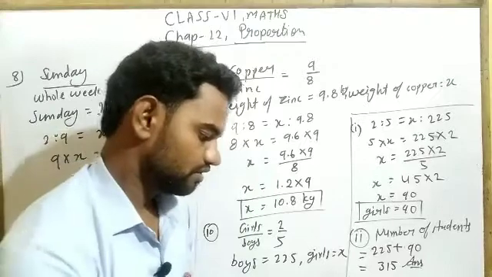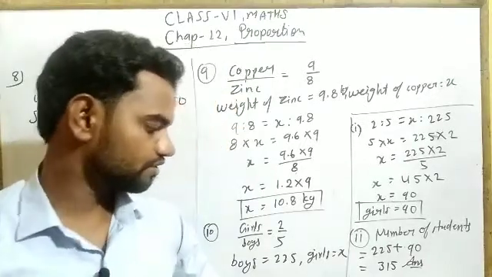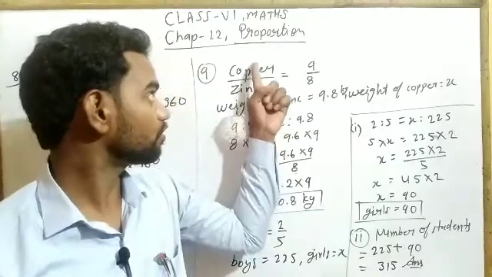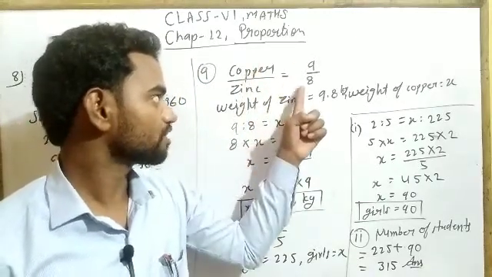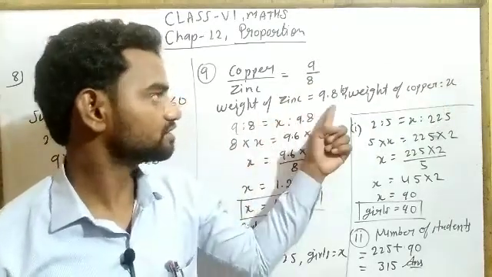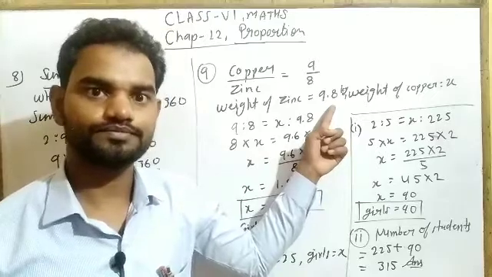Ninth question: the ratio of copper and zinc in an alloy is 9:8. Copper to zinc is 9:8. Find the weight of copper if the weight of zinc is 9.8 kilograms.